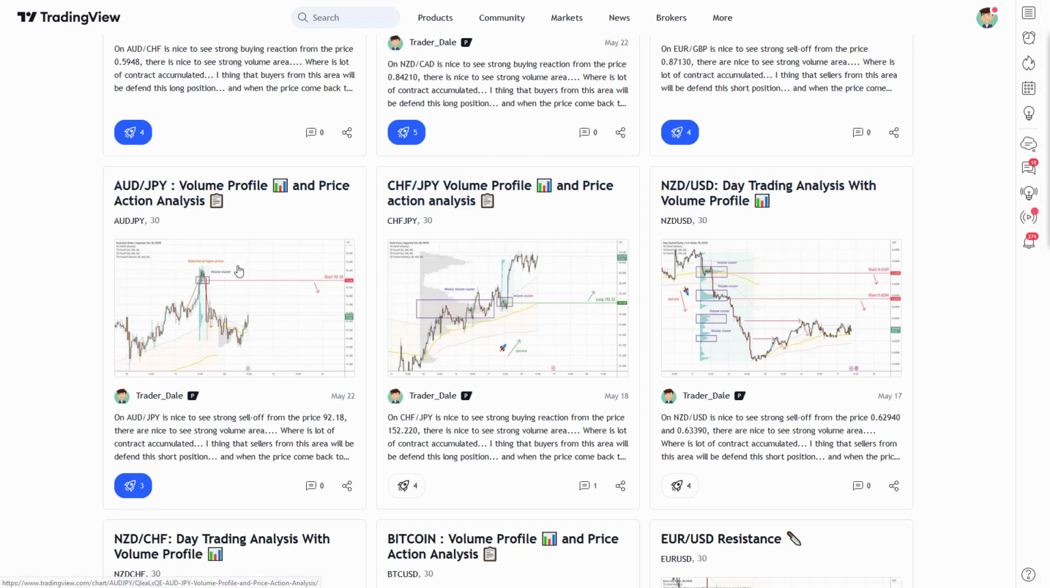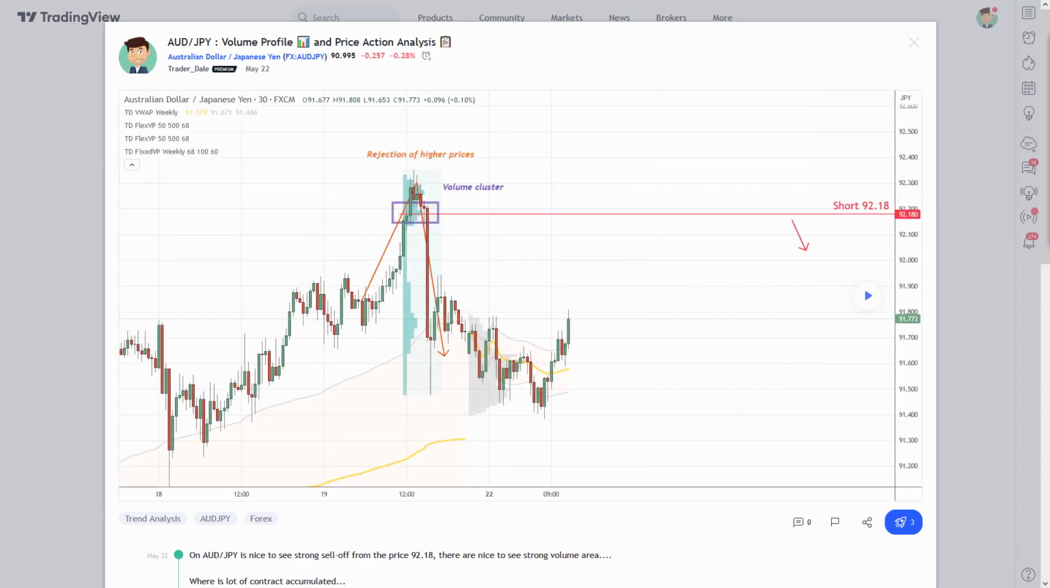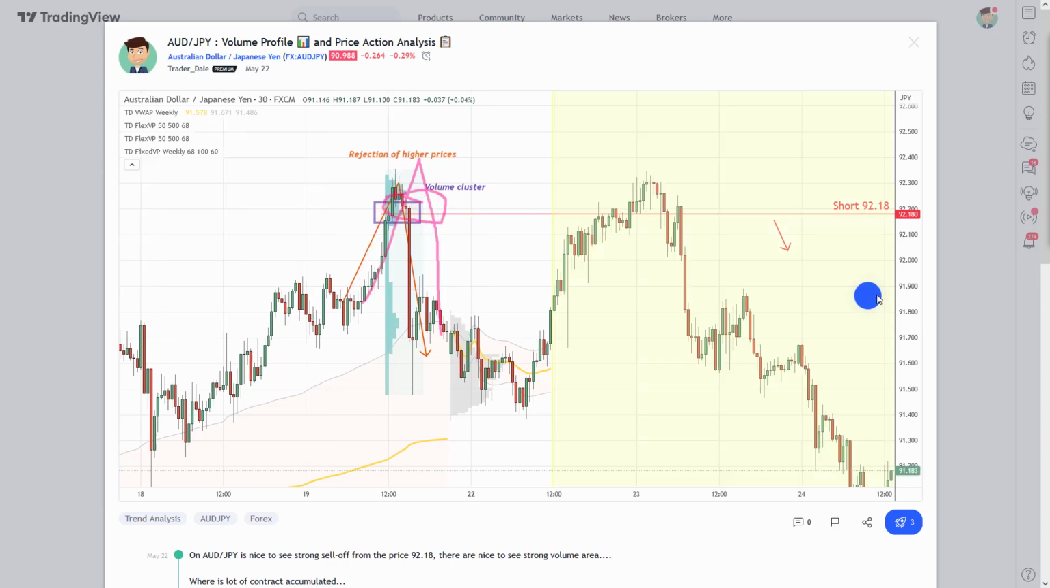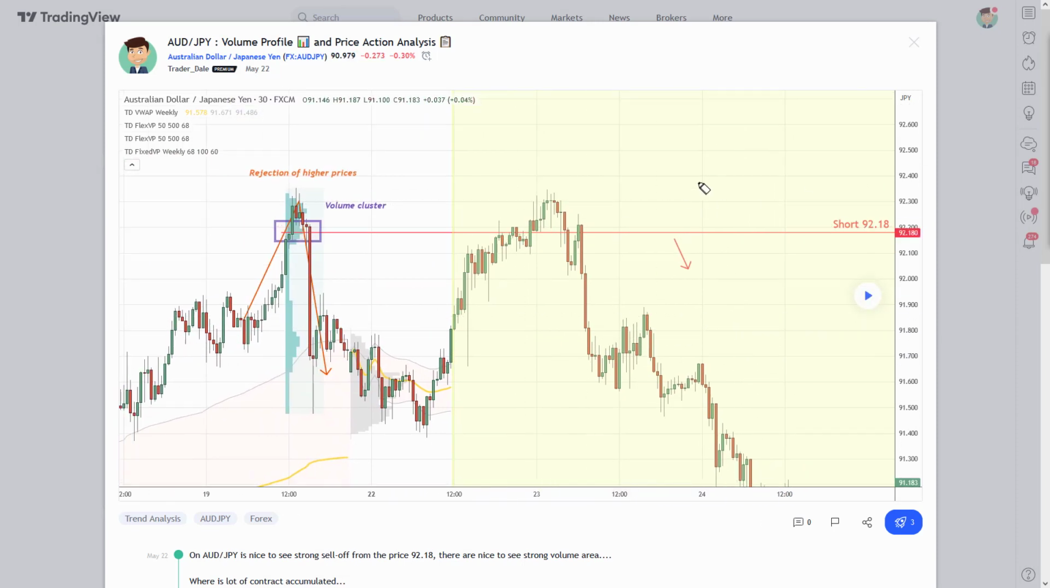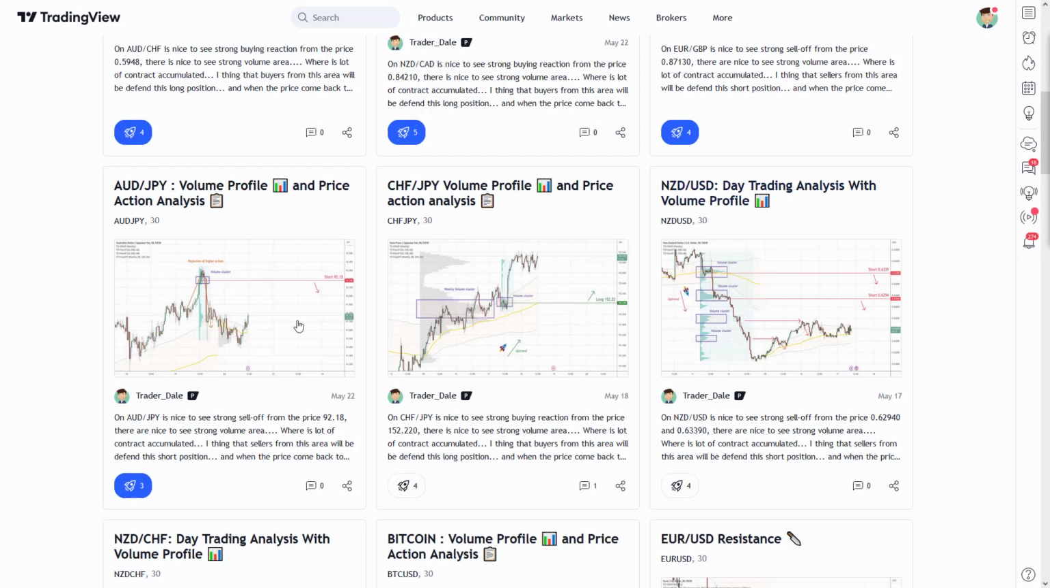The first one was on the Australian dollar, Japanese yen. This was the prediction based on this rejection setup and those volumes here. If I scroll forward, this was the reaction. Not so precise, but still, if you used stop loss above this swing point, that's where I place my stop loss, behind heavy volume zone and above swing point, that's how I do that, then it would be a winner. The price in the end reacted and made it into a nice sell-off. So that was the Australian dollar, Japanese yen.